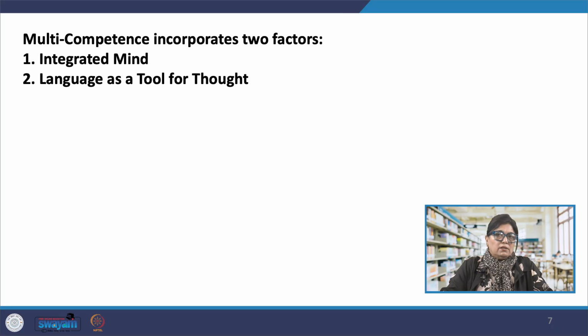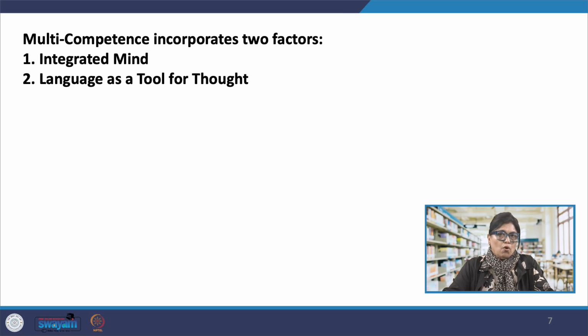If we talk of multi-competence as a foundation, which is proposed by Vivian Cook, multi-competence argues that someone who knows two or more languages is not just a monolingual plus one. Instead, they possess a single integrated mental system where languages interact. So, multi-competence incorporates two factors: integrated mind, the knowledge of a second language changes how the first is used and vice versa.